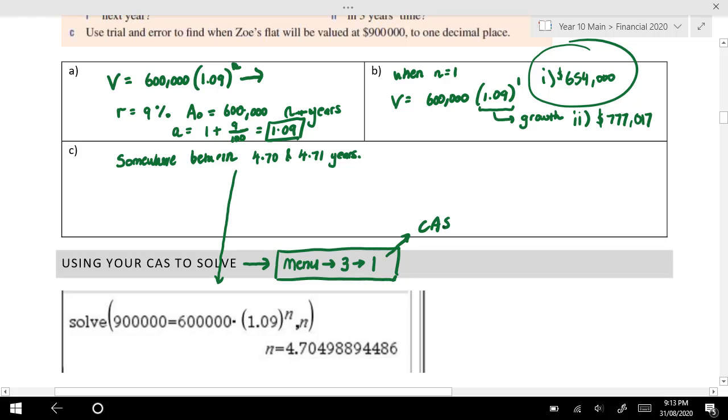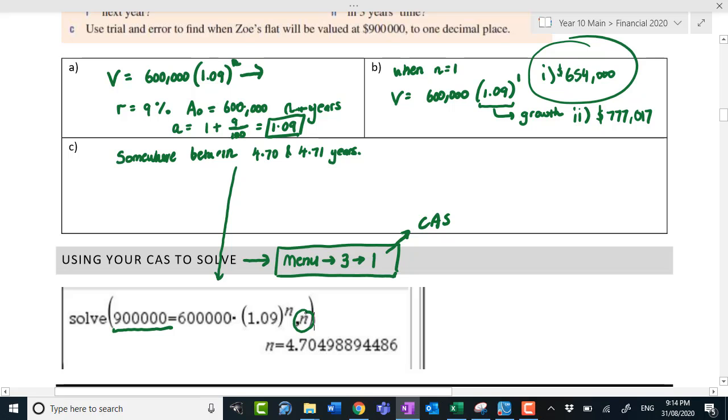Now if I go ahead and want to find where the value is 900,000, I substitute it into the equation, but this time I tell the calculator at the end that we've got to do comma n. Comma n means that we're solving for n. We want to find the number of years.